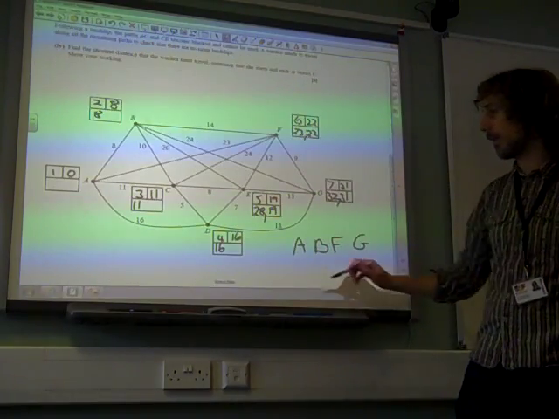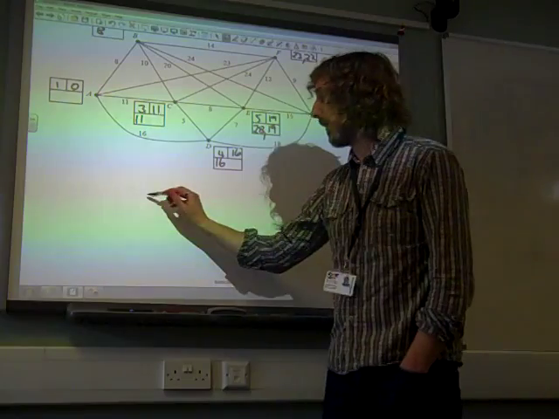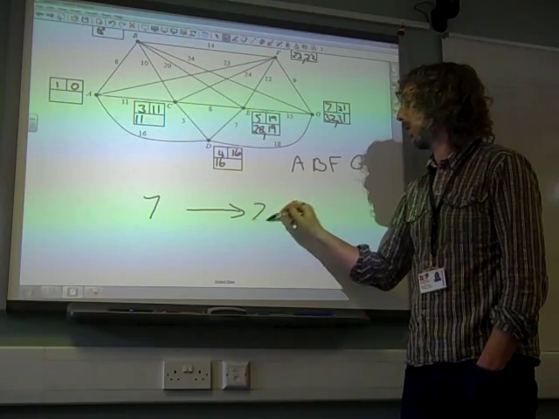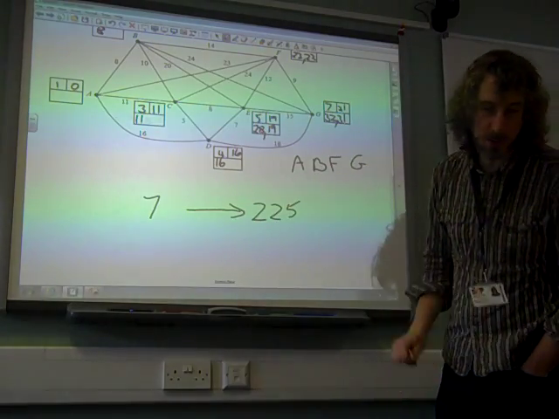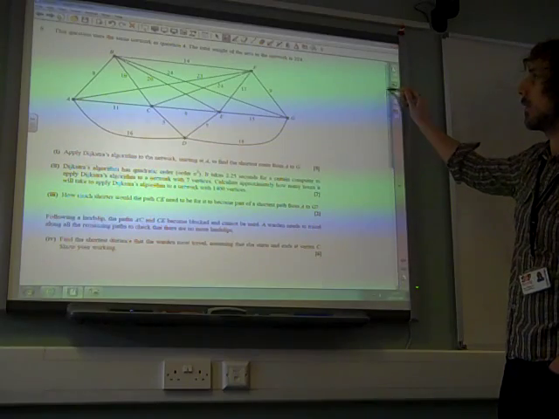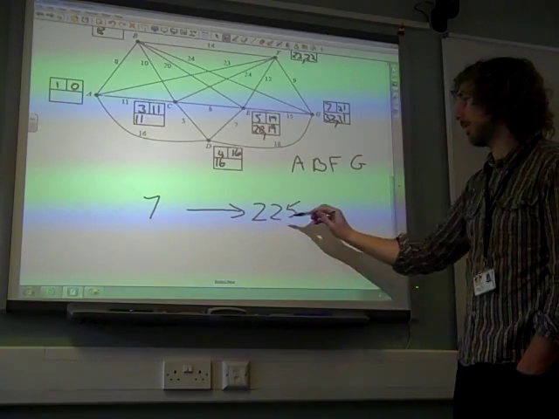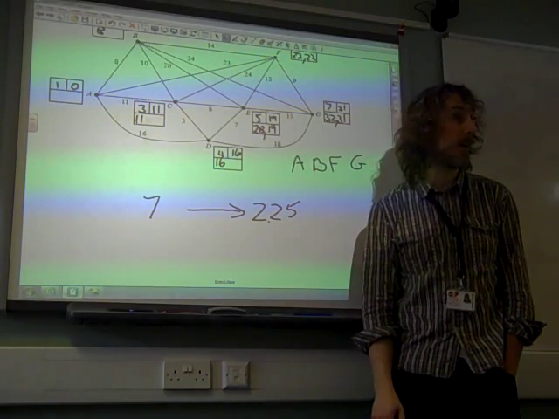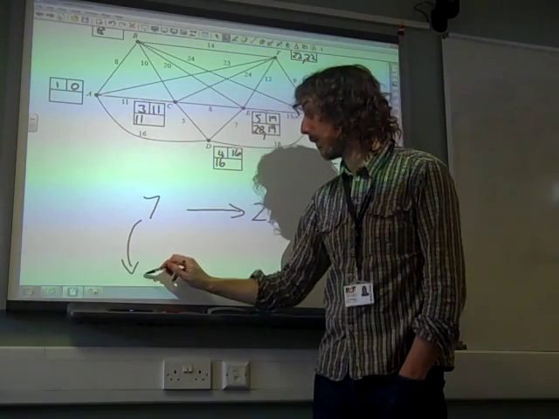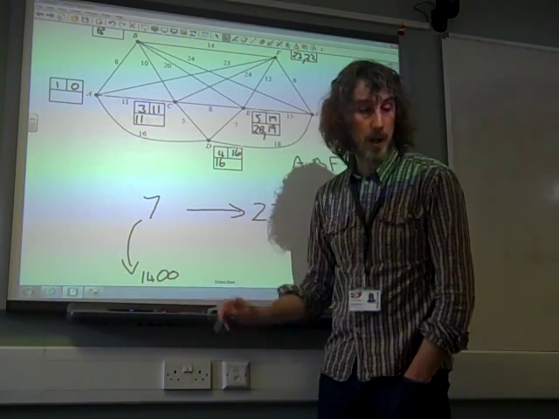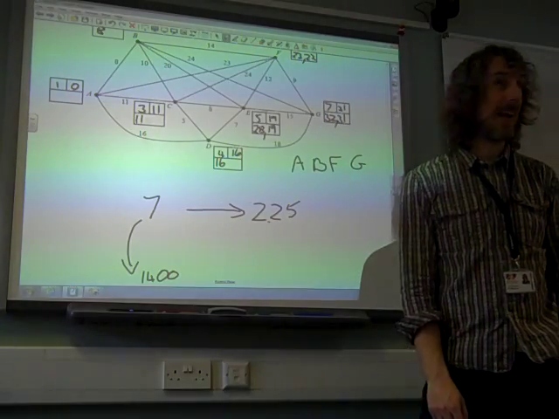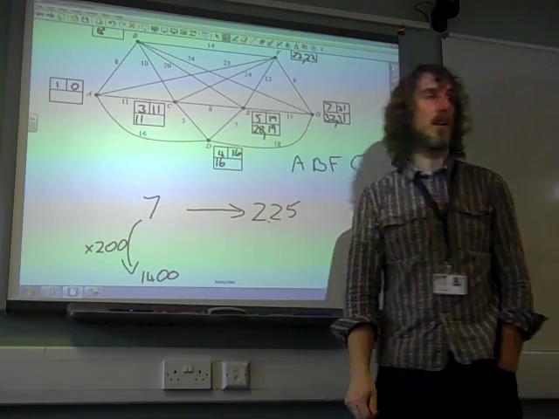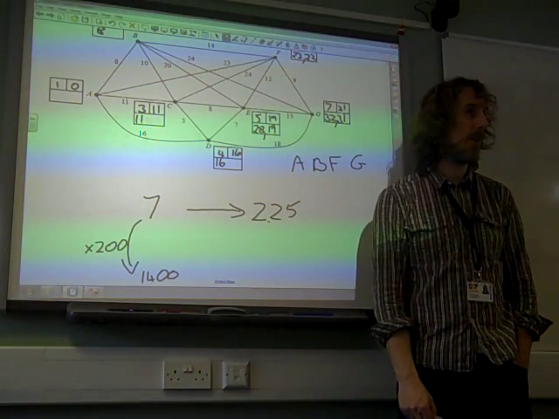So remember, we've done one of these before, and the way that I like writing these out is we're told 7 takes, was it 2.25 or 225? 2.25 seconds. We're then saying we go to 1,400 items instead. So that is a 200 times increase in the size of the algorithm in the value of n.